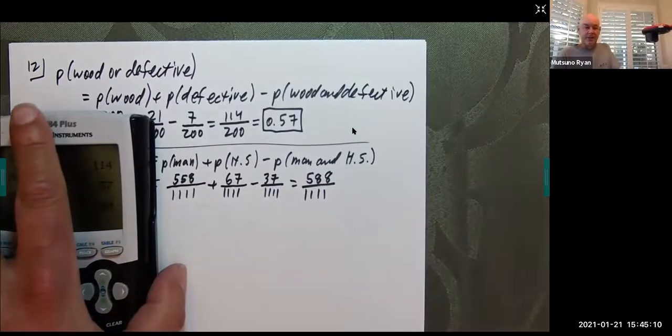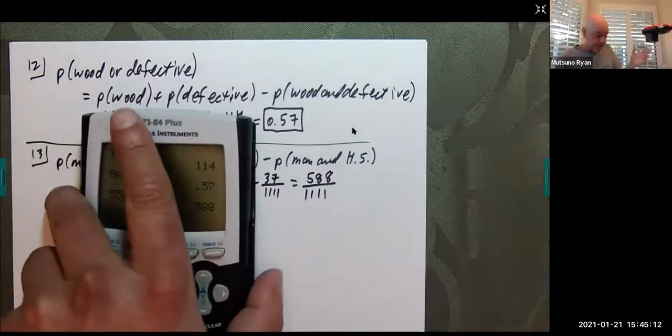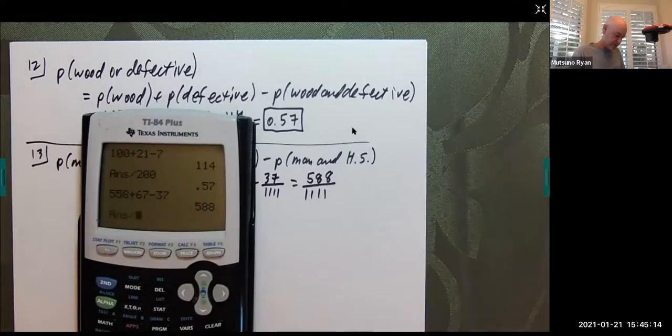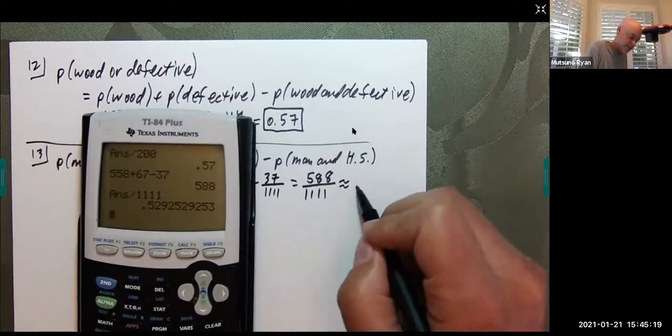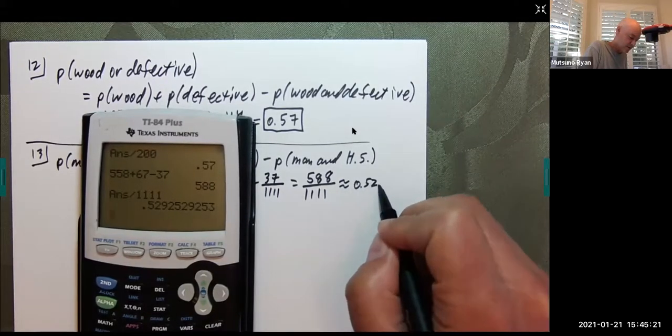And again, it doesn't say how they want the answer written. So if they want a fraction, you can put a fraction, or we can divide it out. I'll go to 4 decimal places, 0.5293.